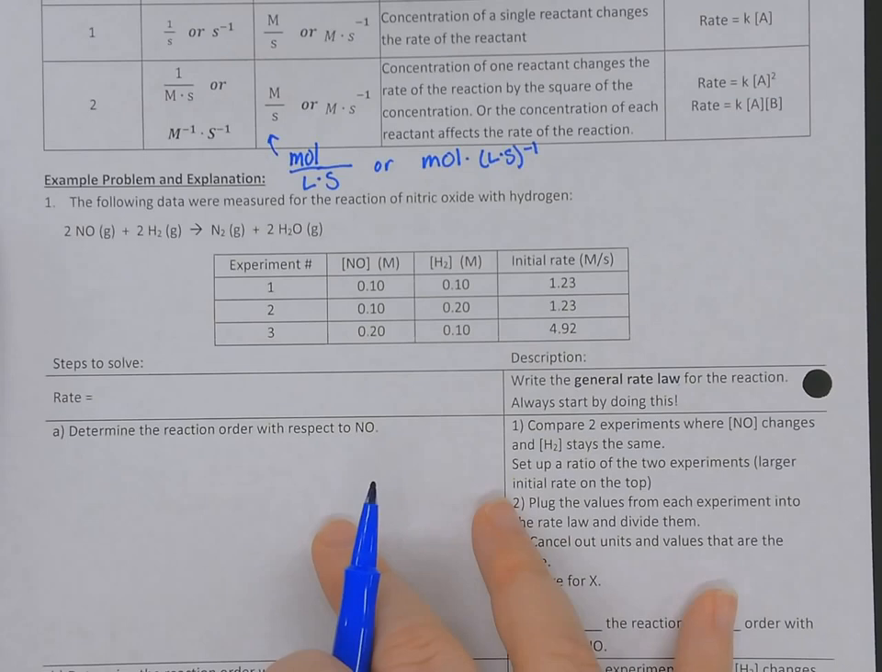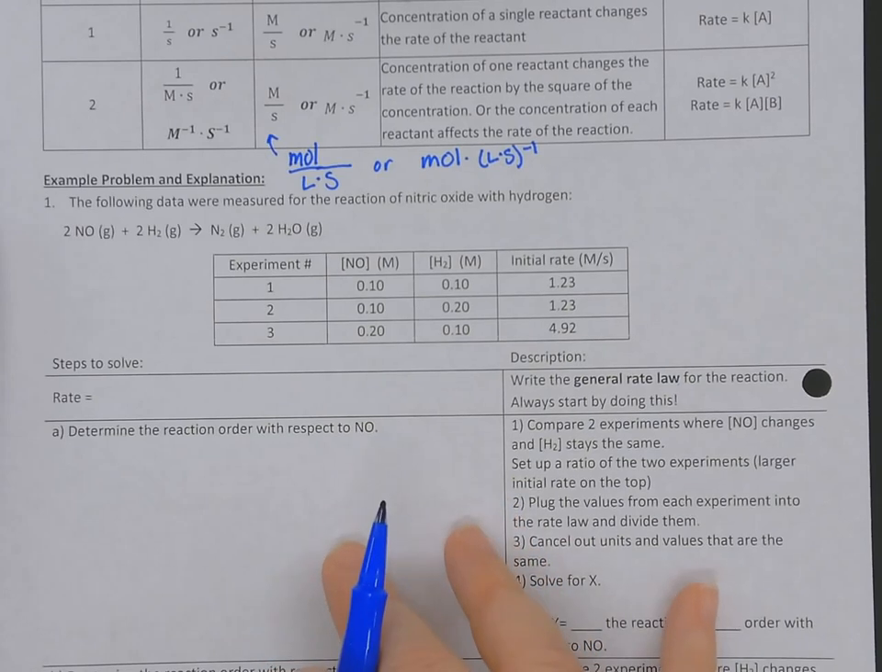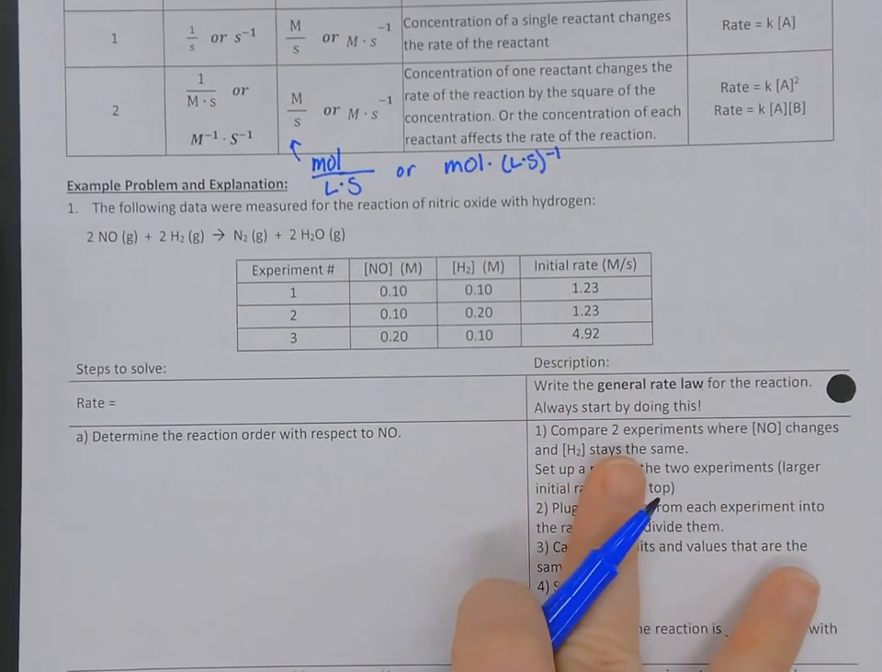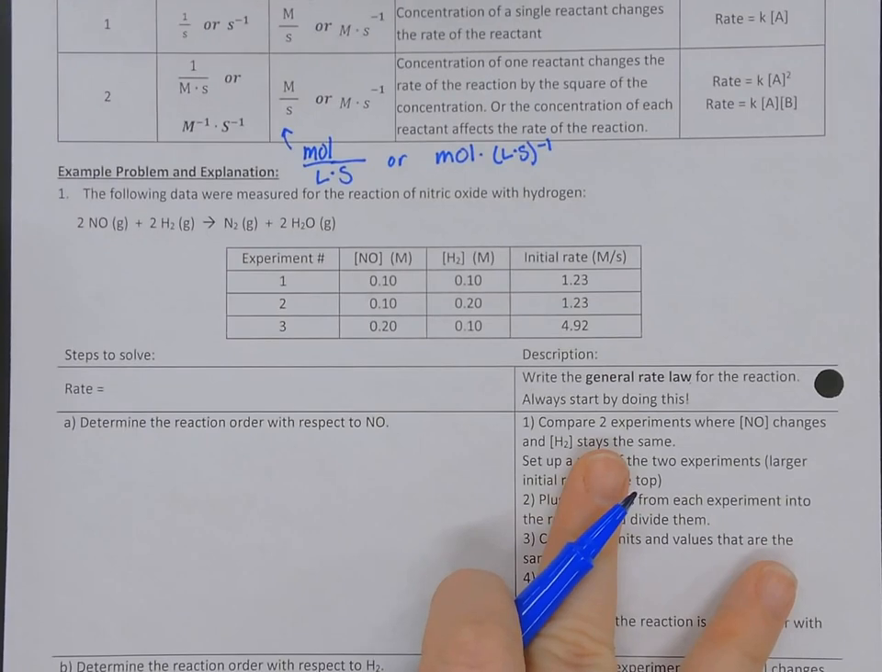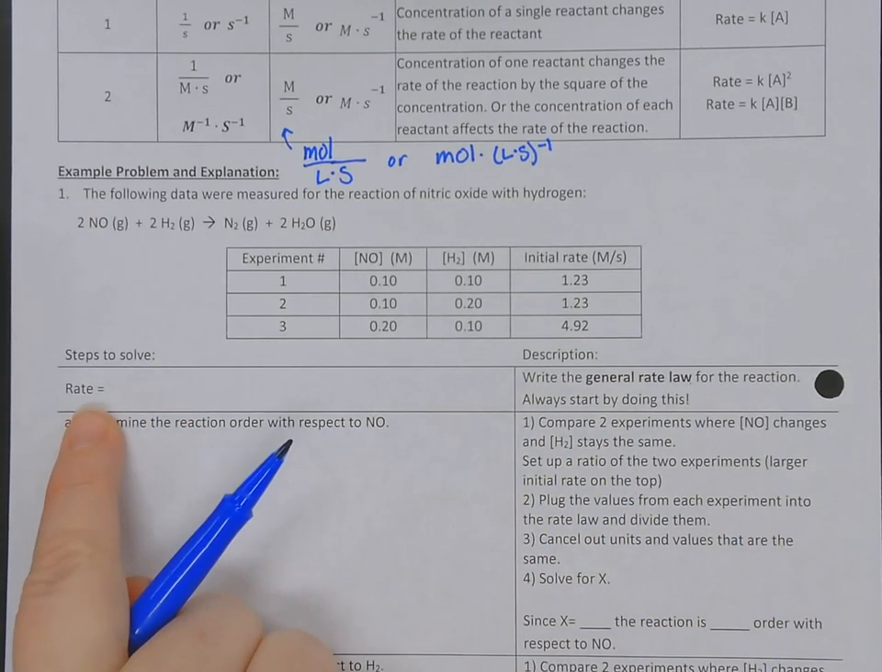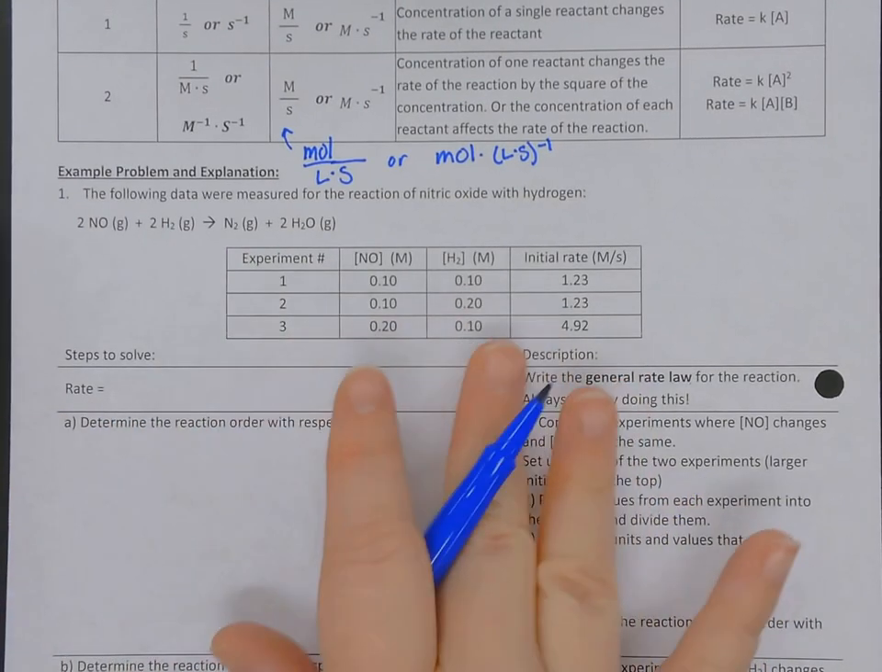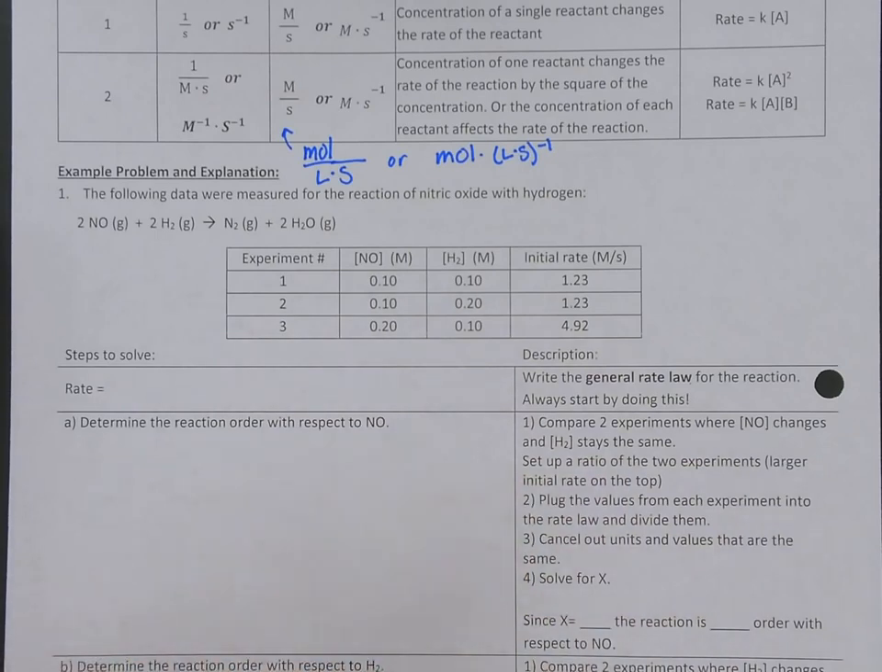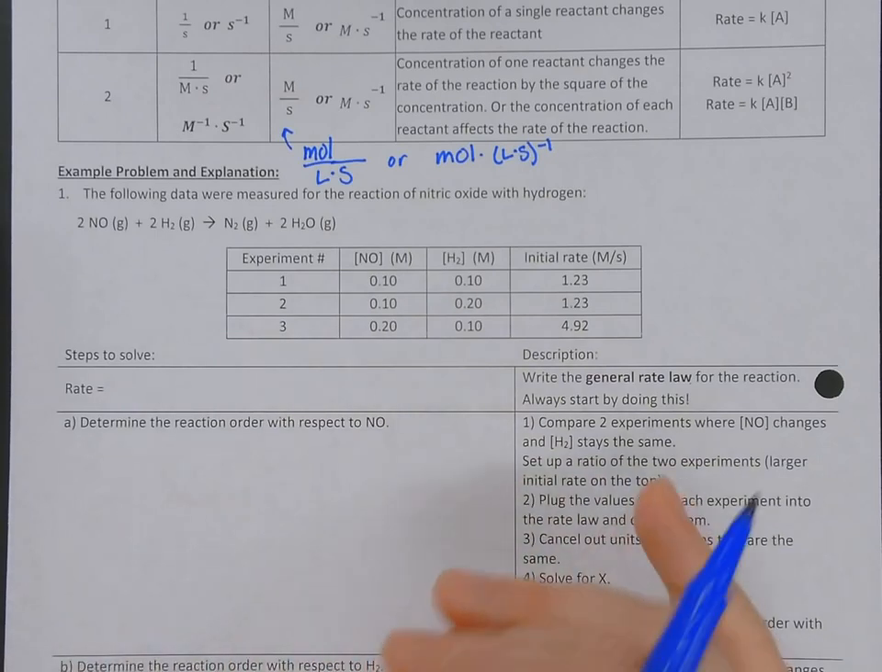It is your choice how you want to show it, okay? You have some freedom there because it's whatever clicks in your brain and what works for you. So, the best way to start these is to write just a general generic rate law for the reaction so you have something to refer to.